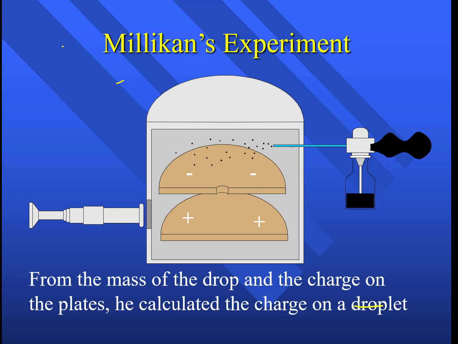And it says calculate the charge on a droplet. No, he calculated the charge on an electron. Oh no, actually, it's right. No, I'm ahead of myself. He's going to the electron, but he got the charge on the droplet. And the reason why that's important is because every droplet is different.